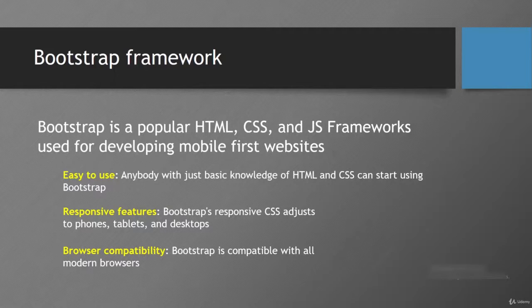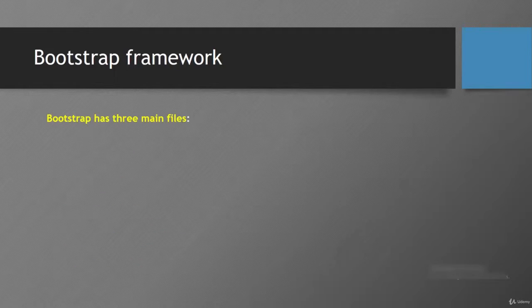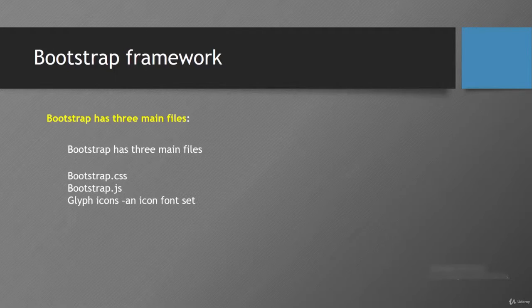So if you have a basic knowledge of HTML and CSS, by using Bootstrap you can greatly improve the styling of your page. When we download Bootstrap, it has three major files. The first one is bootstrap.css, the other one is bootstrap.js, and there are glyphicons. It is basically a set of icons. And additionally, you can download the jQuery file, which is also required for this project. So let's download Bootstrap, friends.